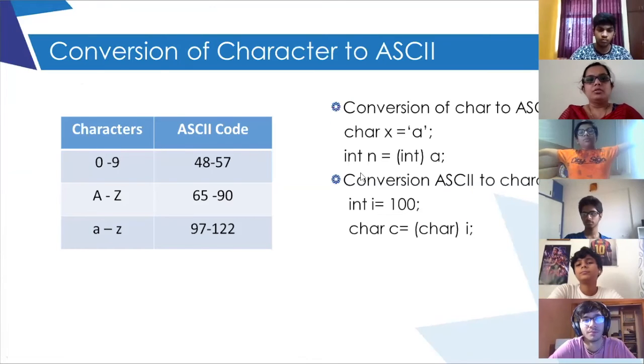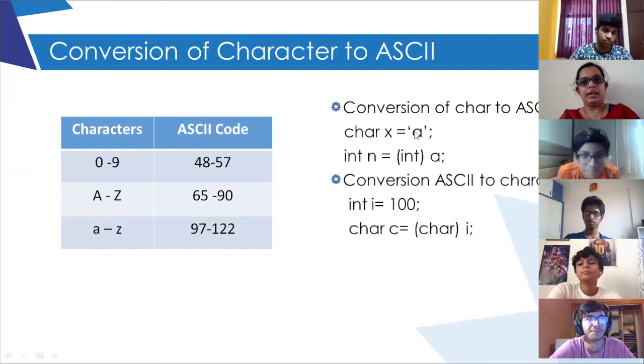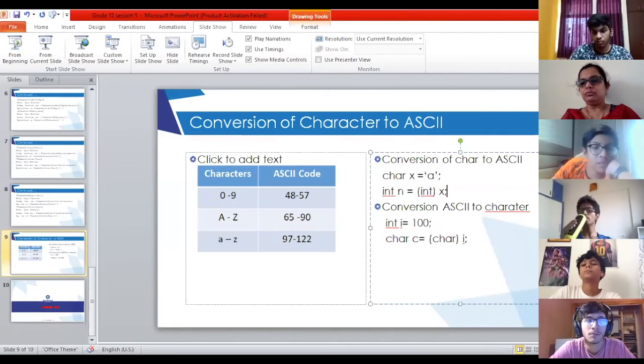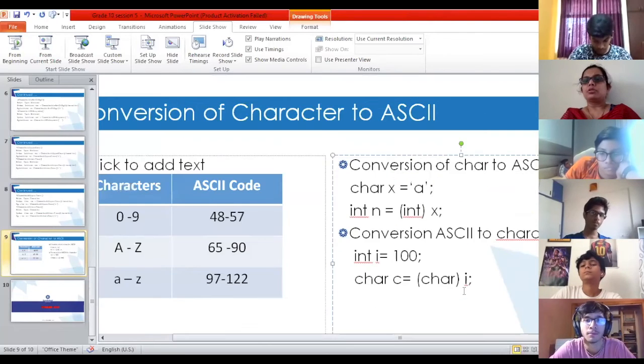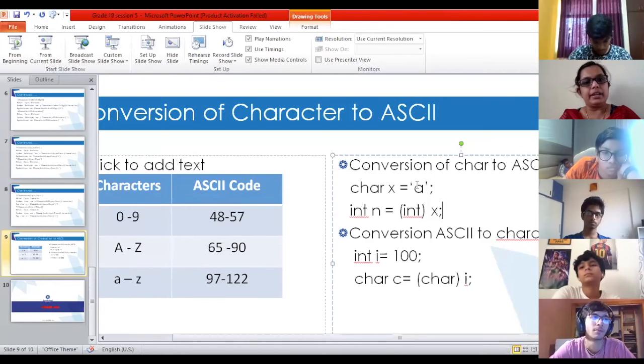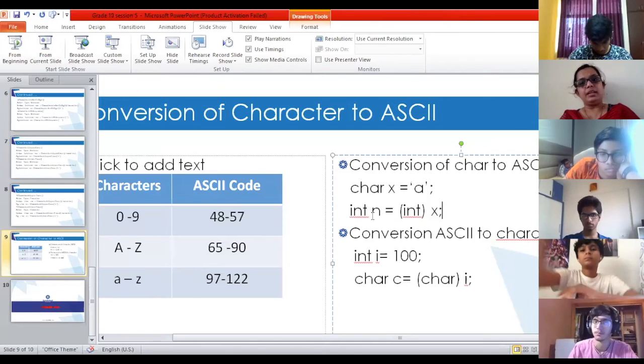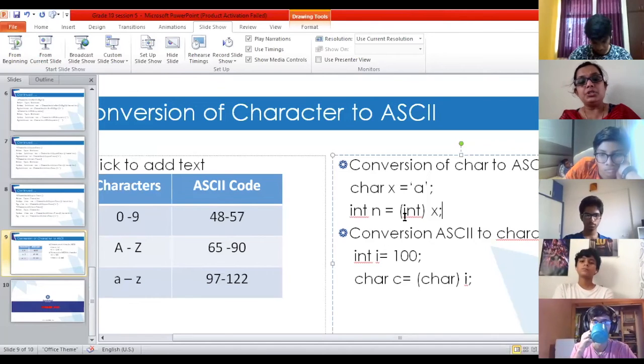So if a character variable X is written, X is equal to 'a', the character 'a' is stored in X. If I have assigned a character there, and I take the integer value of X, where integer n is a variable, I have converted the character into an integer. So this is the explicit type of conversion.